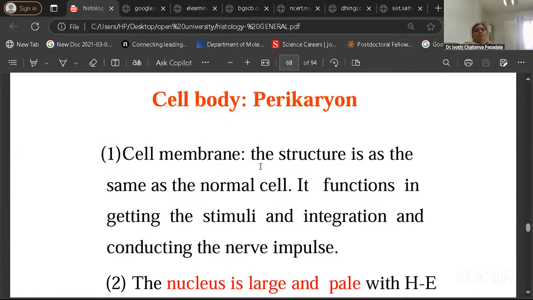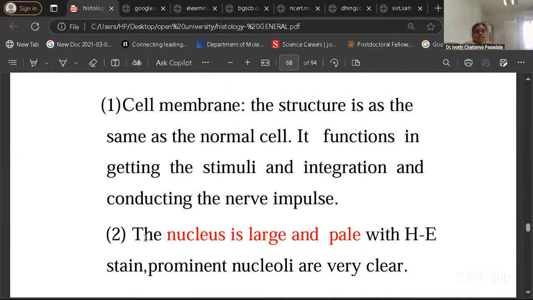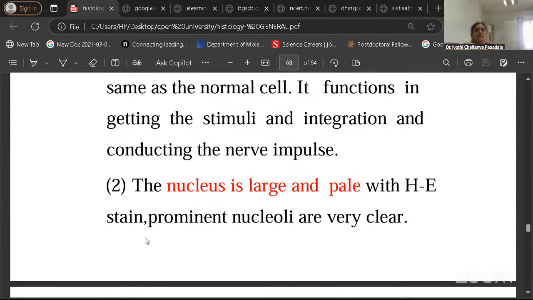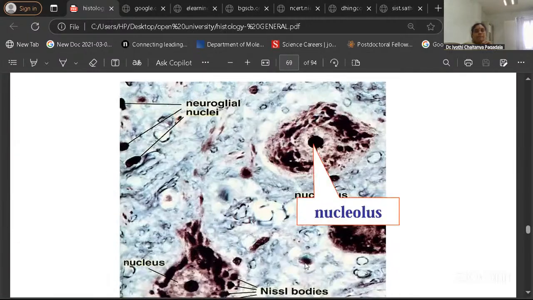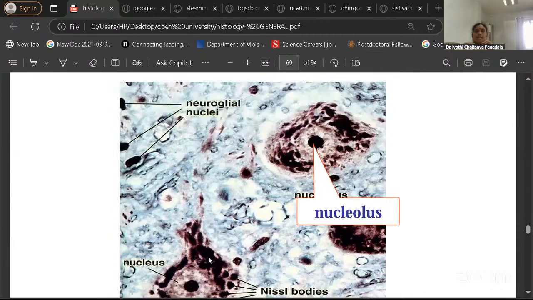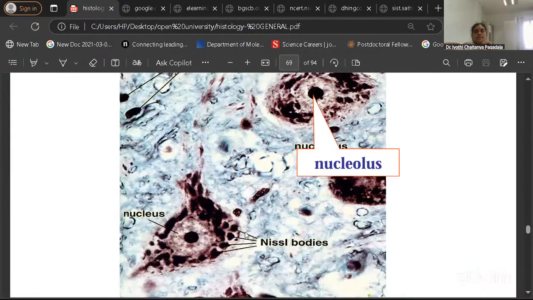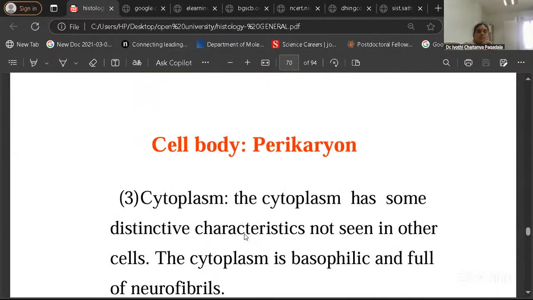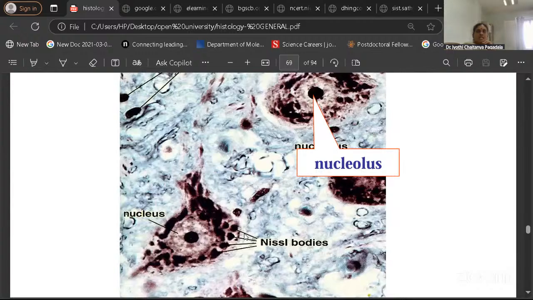The cell membrane structure is the same as the normal cell. It functions in receiving stimuli, integration, and conduction of the nerve impulse. The nucleus is large and pale in color with HE, hematoxylin and eosin stain. Prominent nucleoli are very clear. Here you can see the presence of Nissl bodies, nucleus and nucleolus, and neuroglia nuclei. This is the structure.